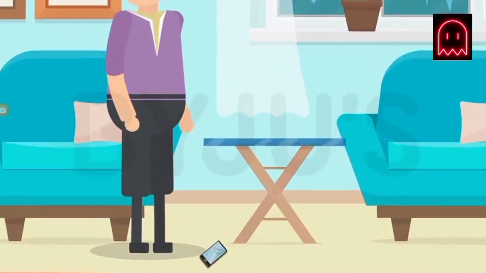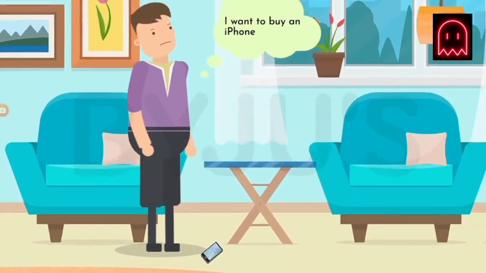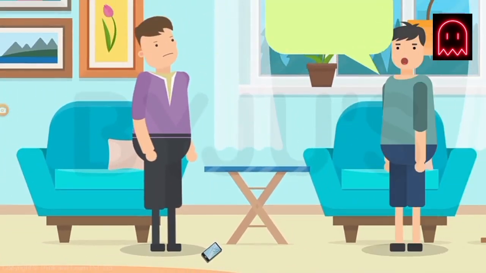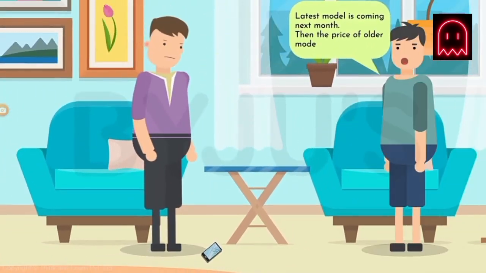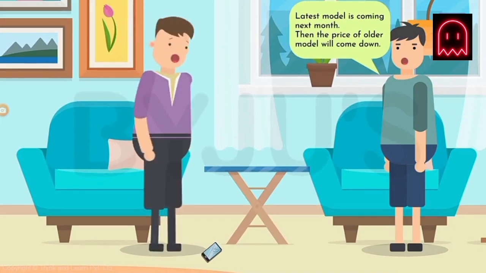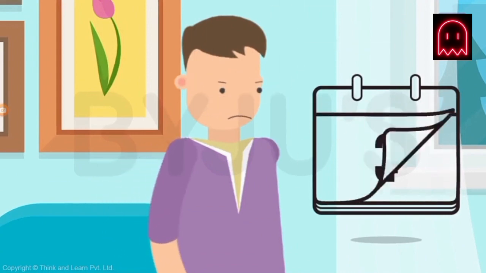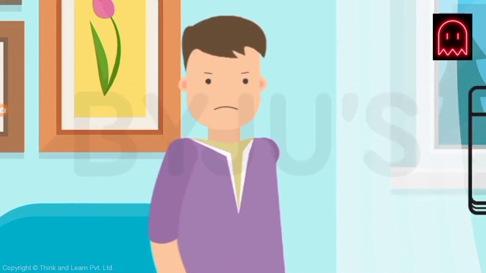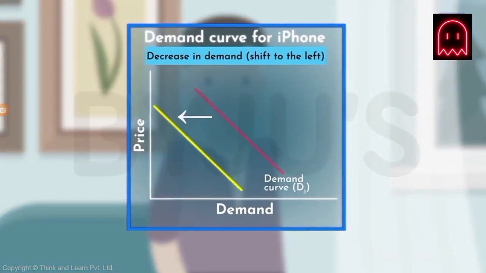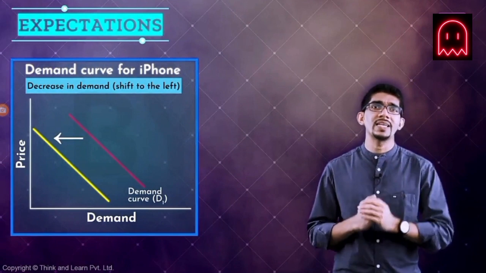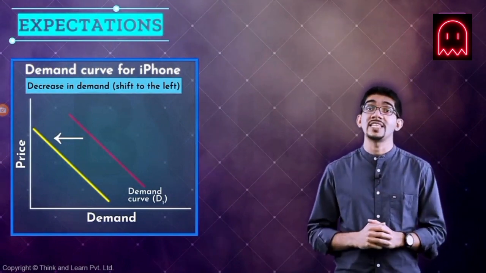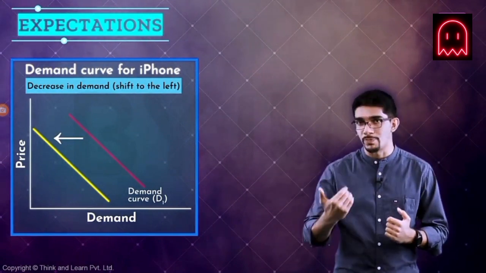Crusoe broke his phone one day and was planning to get an iPhone. But his techie friend told him that the latest iPhone is being released next month, and so the price of the older model will come down a lot. What do you think Crusoe did? He waited one full month and used his broken phone till then. What happened to demand for iPhones? It came down due to the expectation of future price drop. If most of the market has the same information, we can expect the market demand to drop.